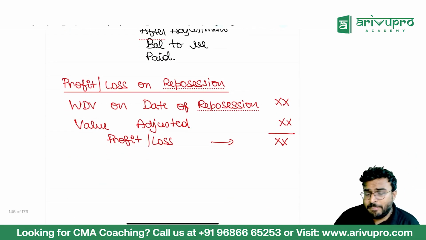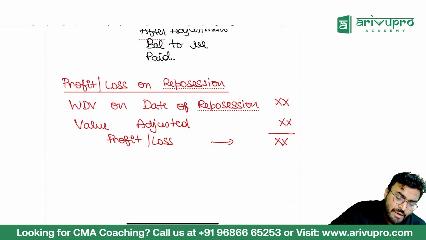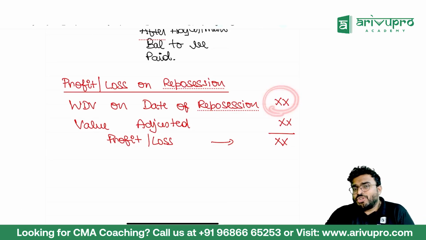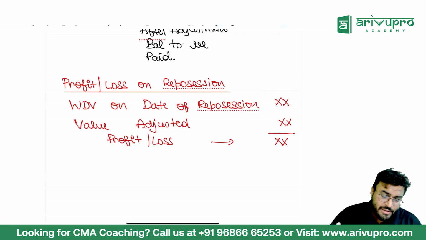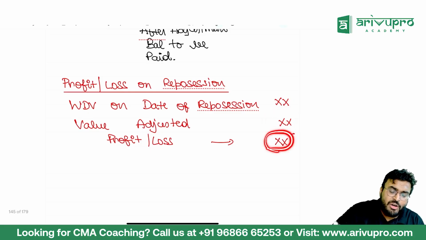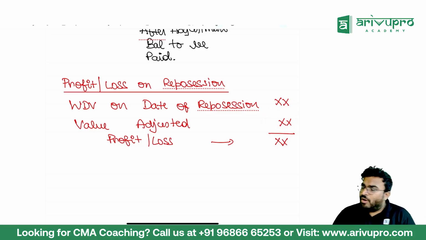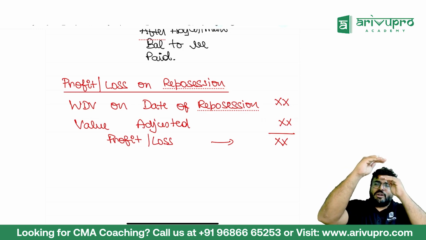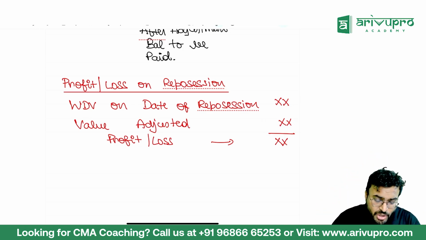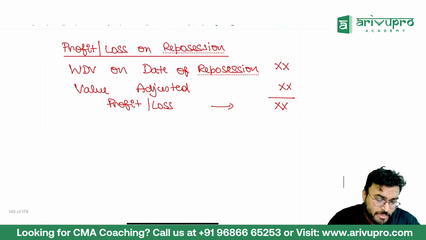Profit or loss on repossession. How will you calculate? WDV on the date of repossession. On the date of repossession, we had an asset. What is the WDV of that asset? Whatever value they agree to adjust, that you are going to take. Then profit or loss. WDV on repossession is this much, they took it only at this much value. That means the remaining is your profit or loss.